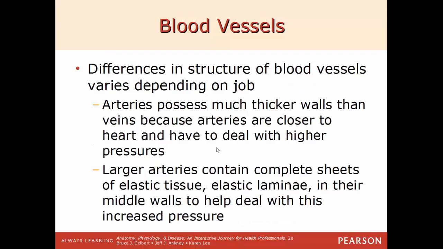Now, the differences in the structures of these blood vessels will vary depending on their job. Arteries will carry blood under much higher pressure, so they need to be much stronger compared to veins, because veins carry blood under very low pressure. So arteries will have a much thicker wall, so they're able to handle blood moving under such higher pressure. And veins, because they don't carry blood under high pressure, don't have a need for a thicker wall like this. And the larger arteries will contain complete sheets of elastic tissue called elastic laminae that will help the vessel expand and recoil back to normal as blood is pumped under such high pressure.